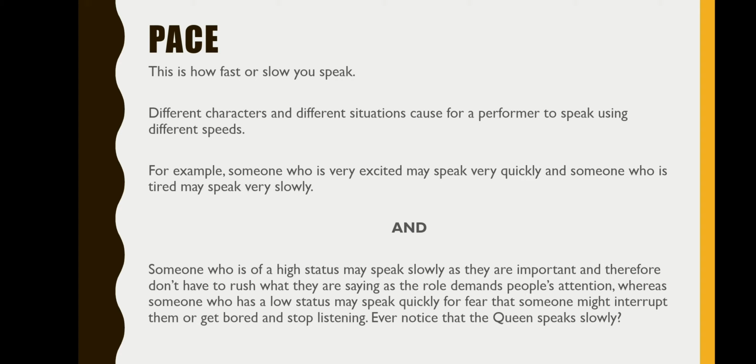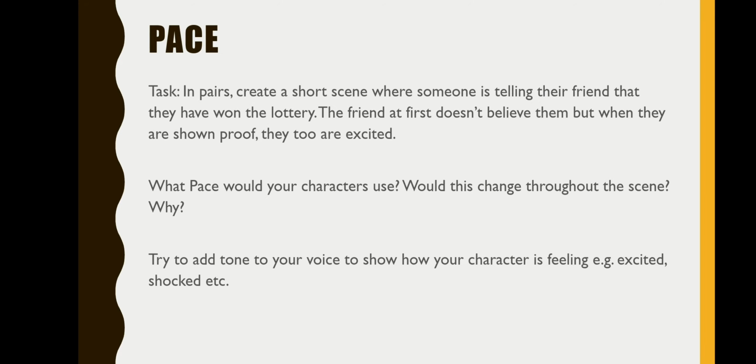Ever notice that the Queen speaks slowly? Task. In pairs, create a short scene where someone is telling their friend that they've won the lottery. The friend at first doesn't believe them, but when they are shown proof, they are too excited. What pace would your characters use? Would this change throughout the scene? Why? Try to add tone to your voice to show your character is feeling excited or perhaps shocked, etc. Your teacher will pause the video here for you to rehearse.